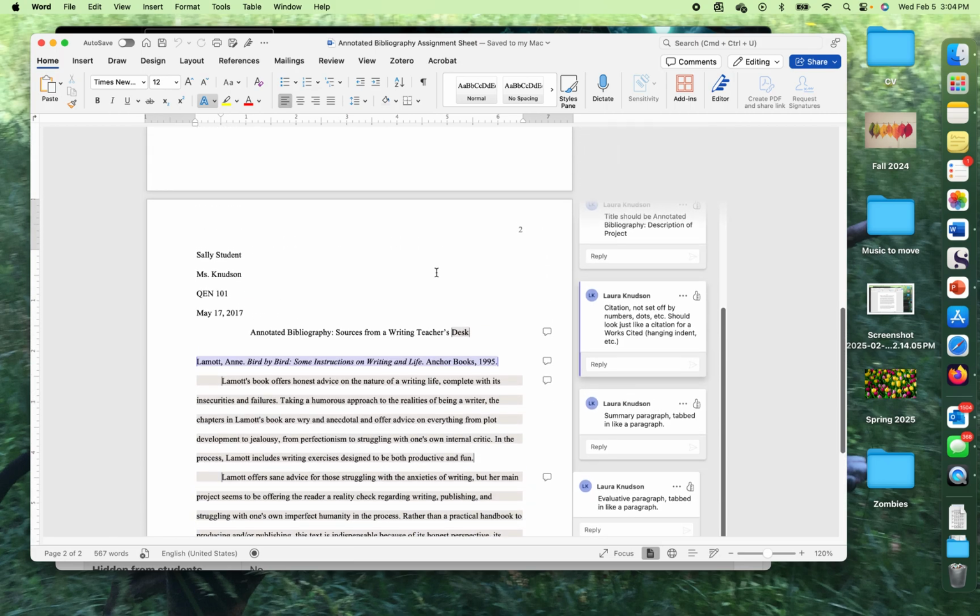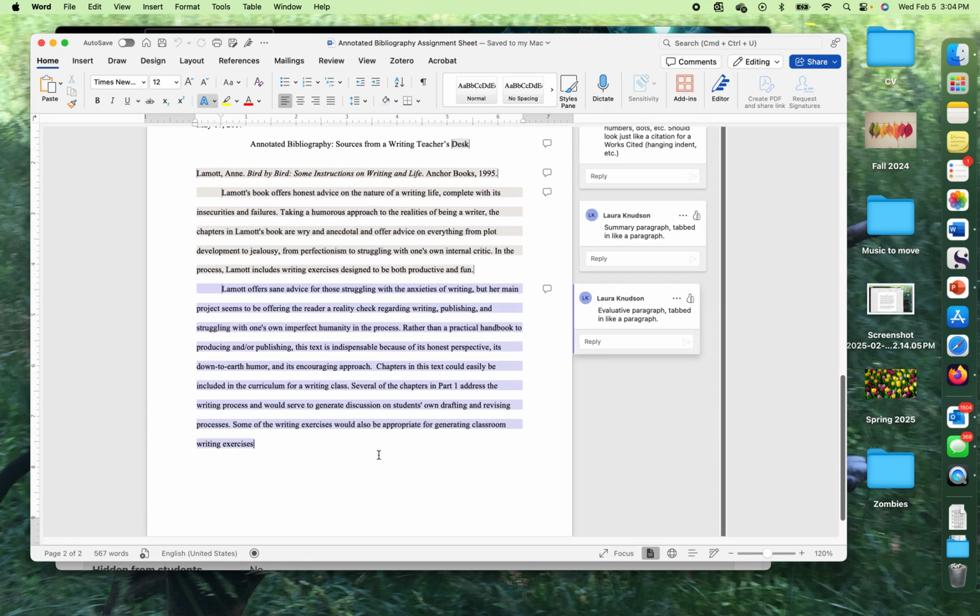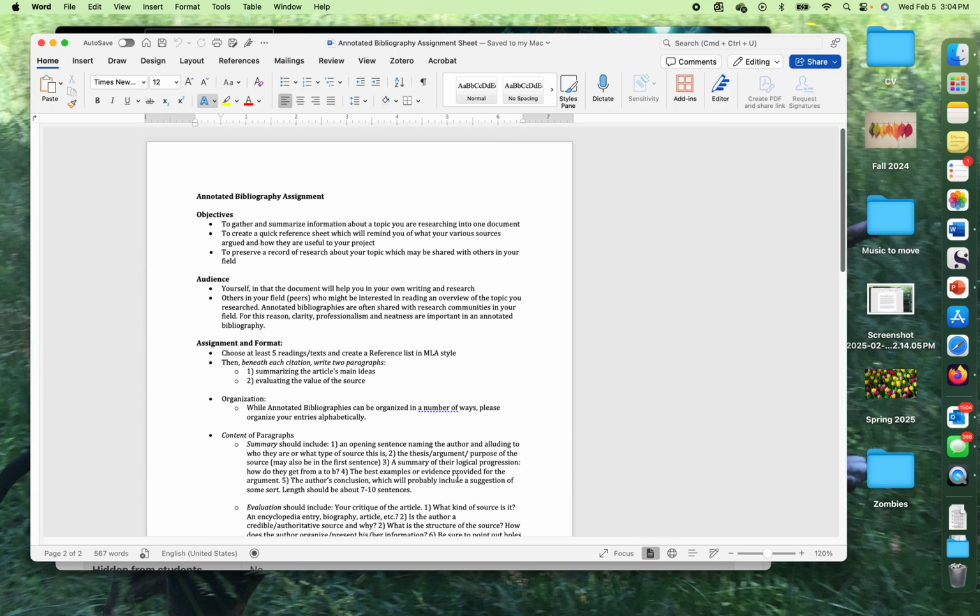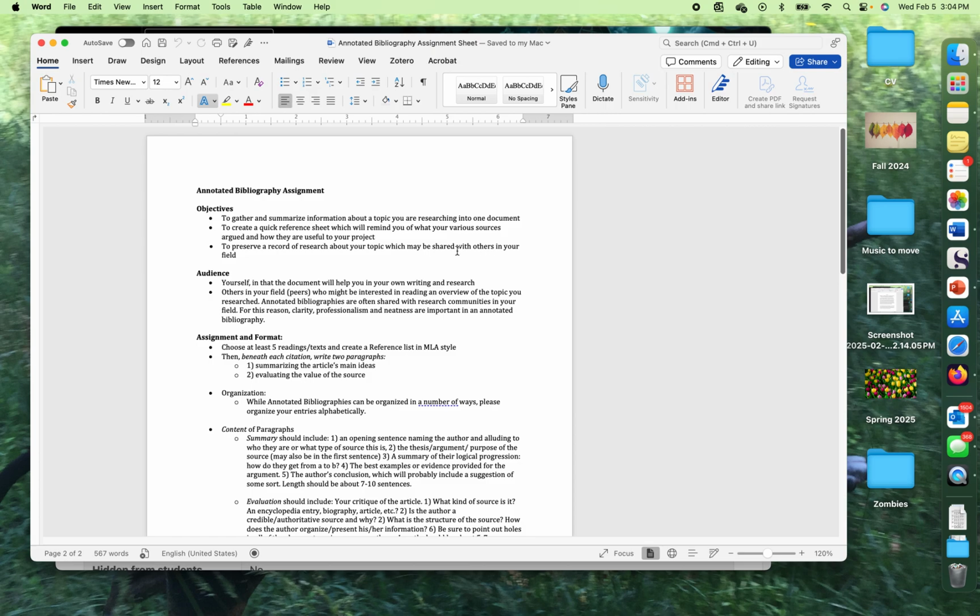So this is a very good example of an annotated bibliography. This came from the Purdue OWL website. I did not write this, but it is a super duper example. So this is your assignment sheet. You need to have 5 texts from the school library, and they need to be scholarly sources.